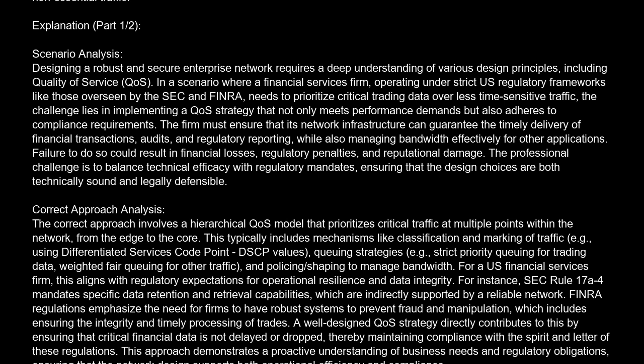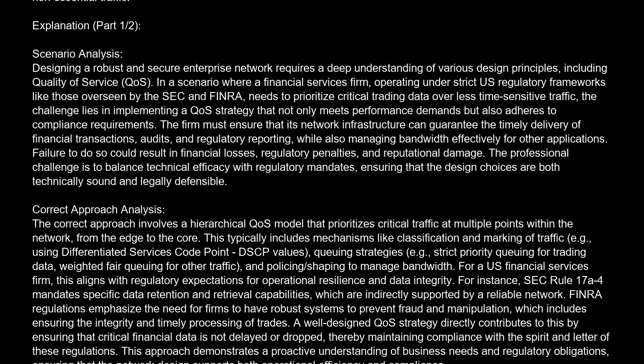Explanation. Scenario analysis. Designing a robust and secure enterprise network requires a deep understanding of various design principles, including quality of service, CoS. In a scenario where a financial services firm, operating under strict U.S. regulatory frameworks like those overseen by the SEC and FINRA, needs to prioritize critical trading data over less time-sensitive traffic, the challenge lies in implementing a CoS strategy that not only meets performance demands, but also adheres to compliance requirements.